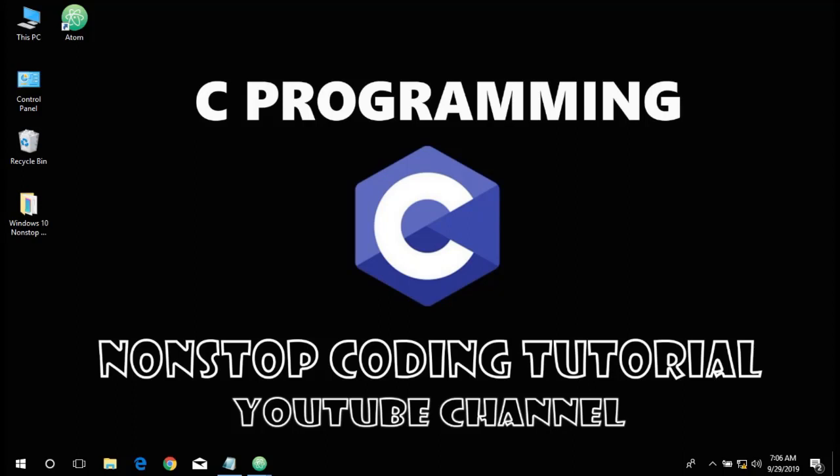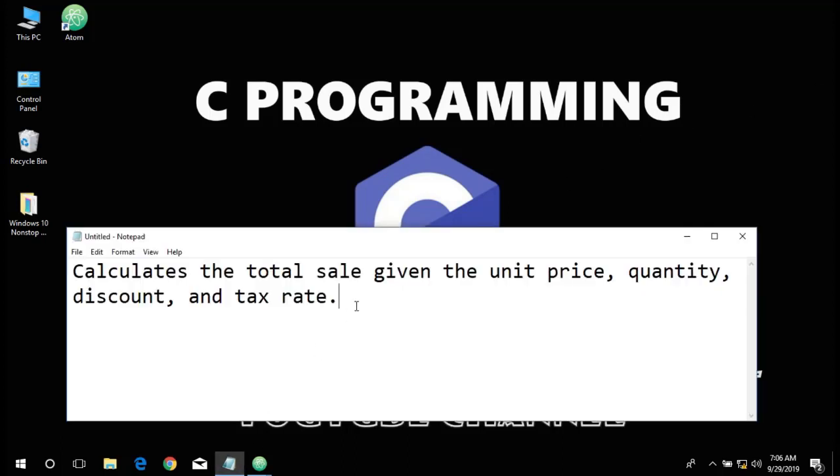Hi guys, today let me show you how easy it is to calculate sales total in C program. So here is the given problem. Calculates the total sales given the unit price, quantity, discount, and the tax rate. So before I show you the solution, let's take a look at this first.